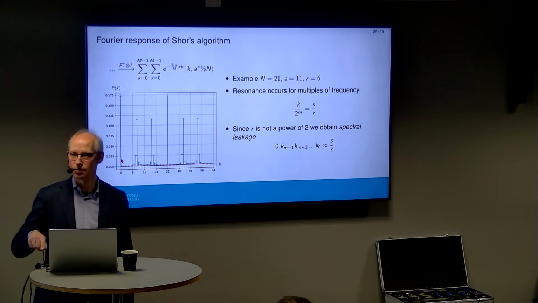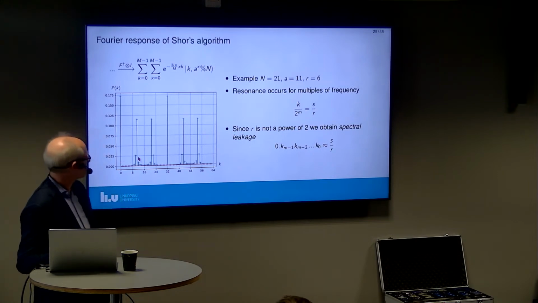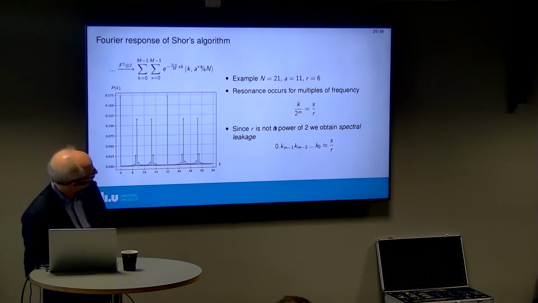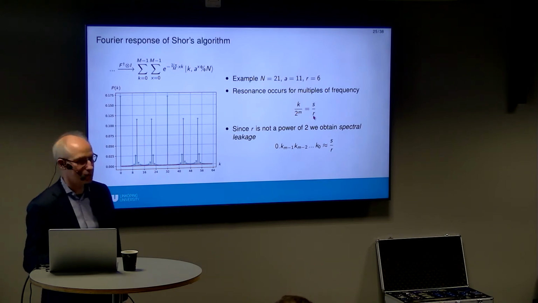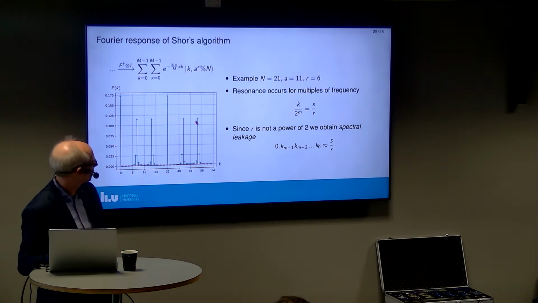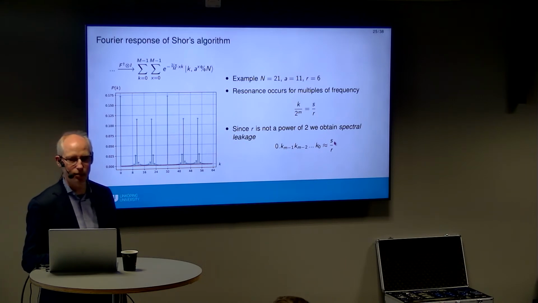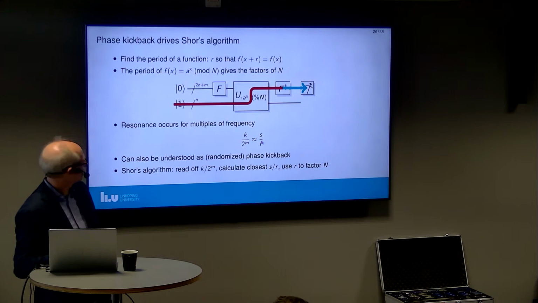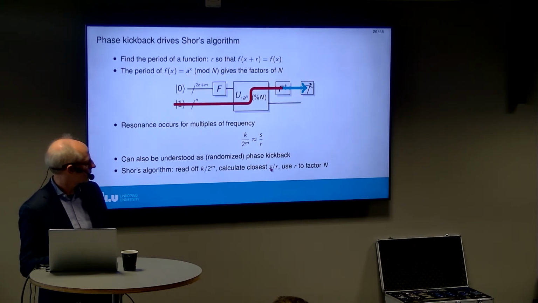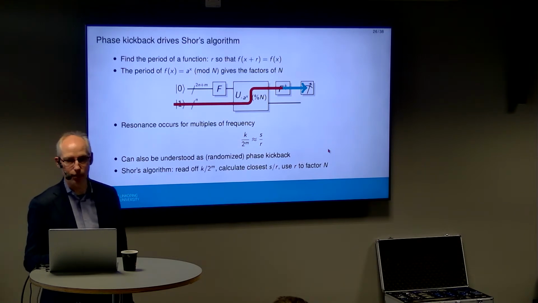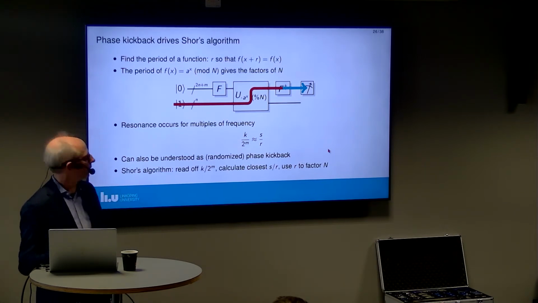It has peaks, where you have resonance, and the resonance occurs for a particular multiple of the frequency. And r is the number we're after. So you have a high probability to get one of these peaks. Then you get a number which is actually close to s over r. And the idea here is that you read off k, you calculate the closest s over r, and then you use your r to factor, and that's the idea here. The generic idea.